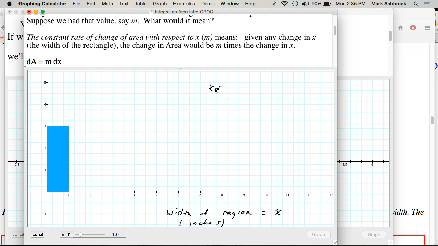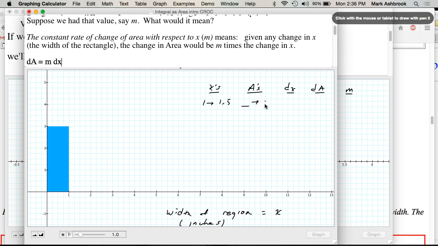I'm going to let x go from 1 to 1.5. And you're going to figure out, as x goes from 1 to 1.5, what does the area do? The area goes from what to what? And then we're going to write down what dx is and dA, and then as a result of all that, m. So as x goes from 1 to 1.5, what does the area go from?